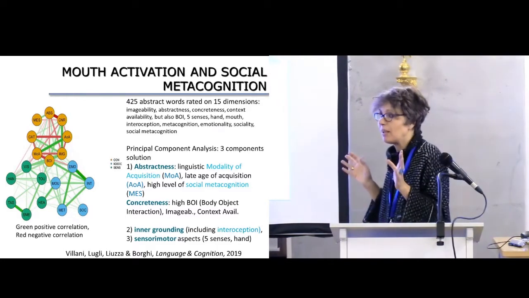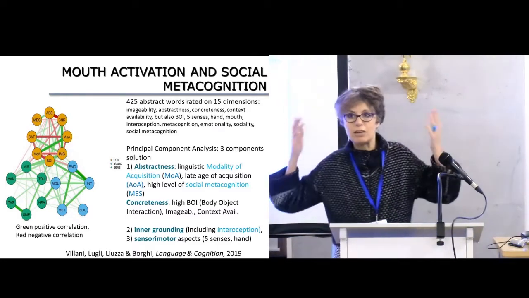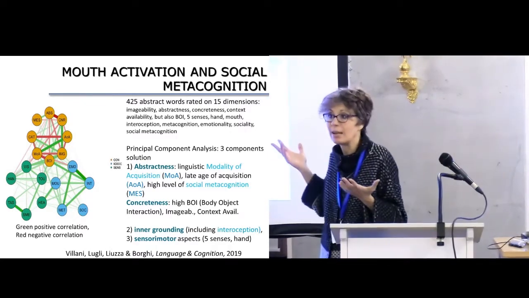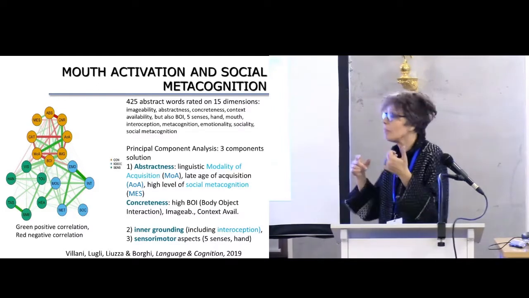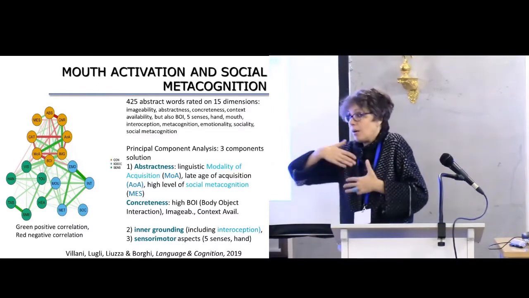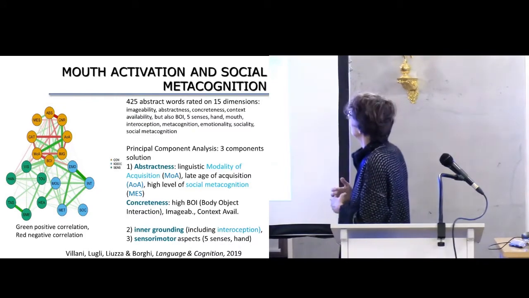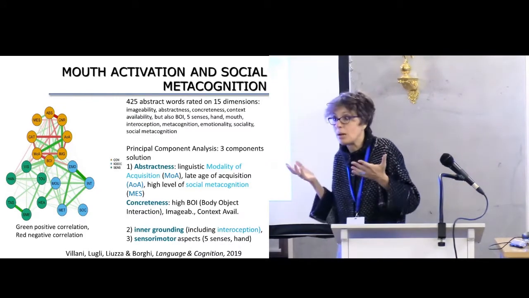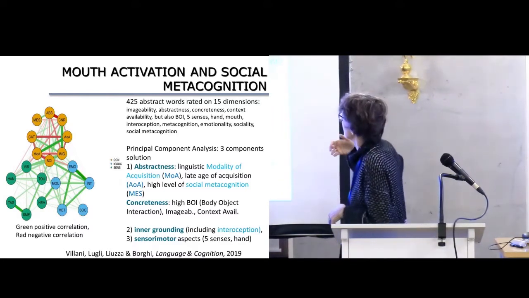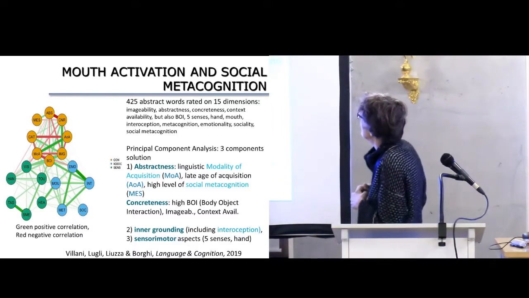And we used different dimensions, the more classical ones like imaginability, concreteness, abstractness, contextual availability, but also other ones, for example, interoception, the five senses, body-object interaction, so how much does the concept activate the body, metacognition, social metacognition, how much do you need the other to understand the meaning of abstract concepts, emotionality, sociality, etc.